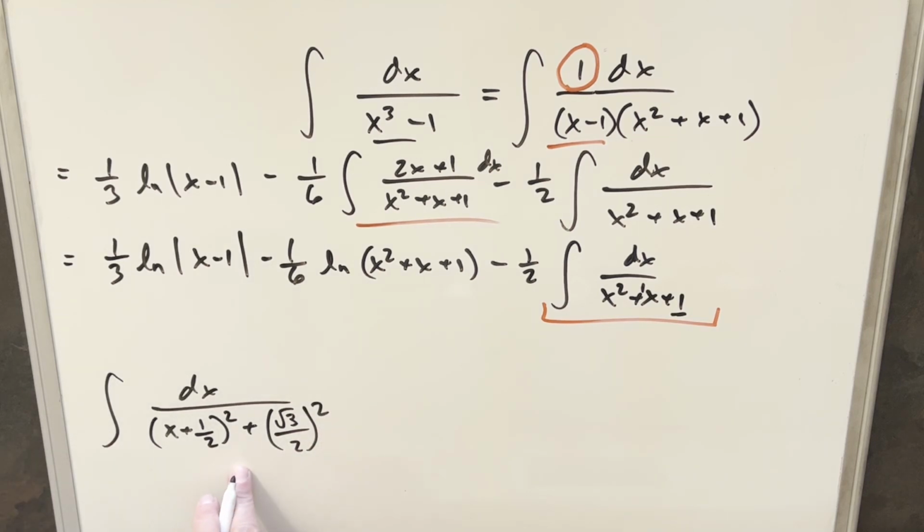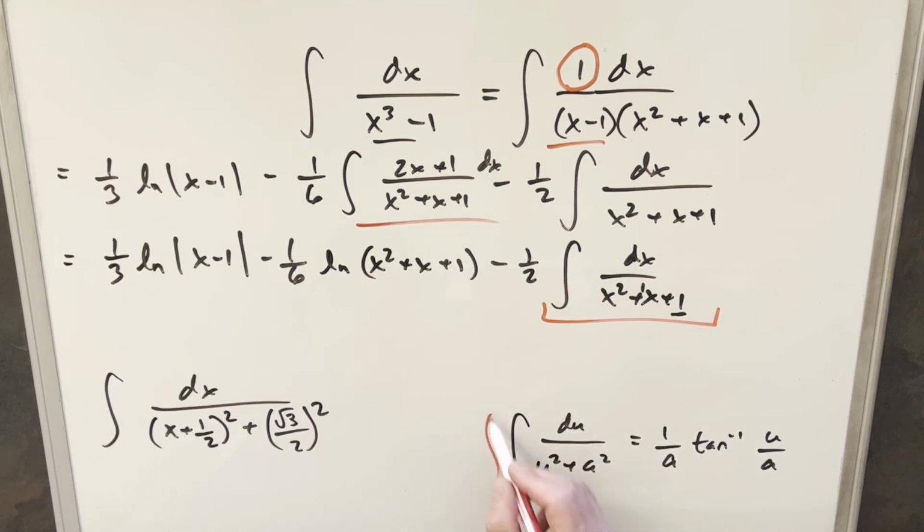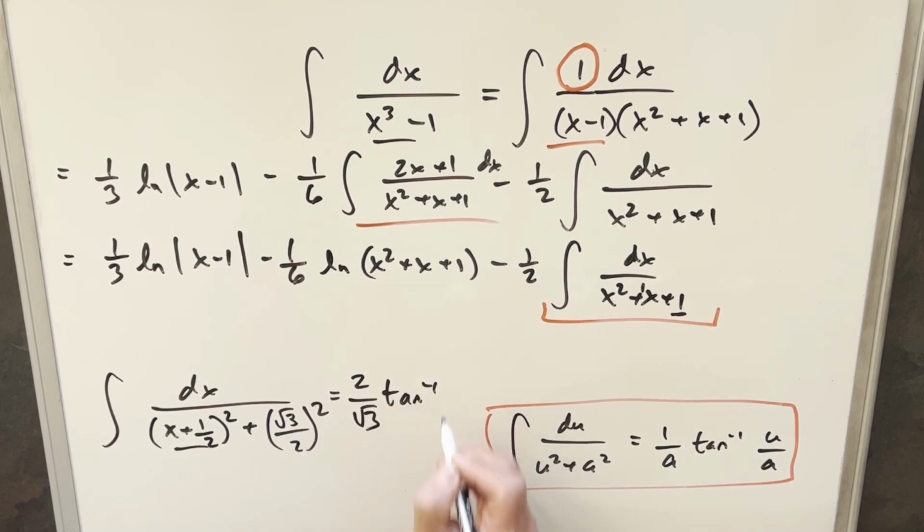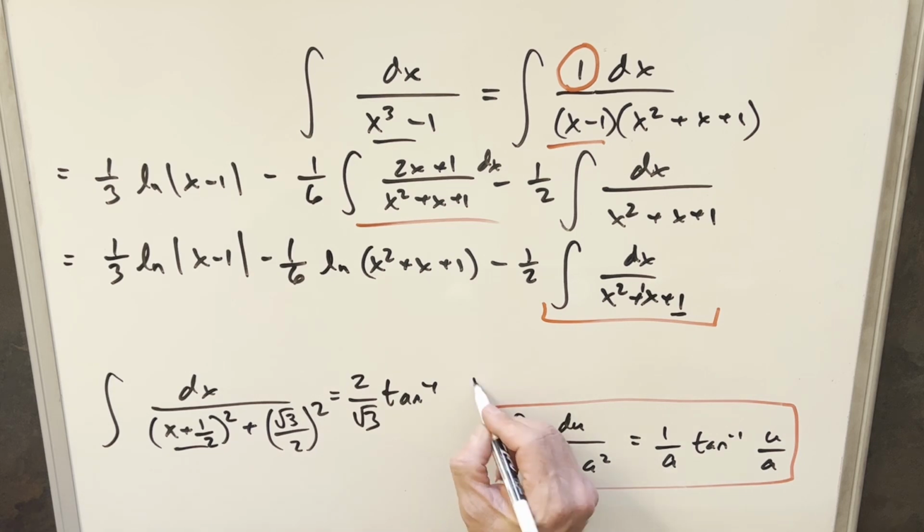And now this is perfectly set up for our arctan formula. Let's just look at that really quick. Okay, so we have our arctan formula over here on the right, and we're going to use that. Now this is just like a little more complicated than how we use it sometimes. In this case, our u value is going to be this x plus 1/2, and our a is going to be square root of 3 over 2. So using this, we want the reciprocal of our a values. This is going to be 2 over square root of 3 arctan, and then our u value is going to be this x plus 1 over 2.